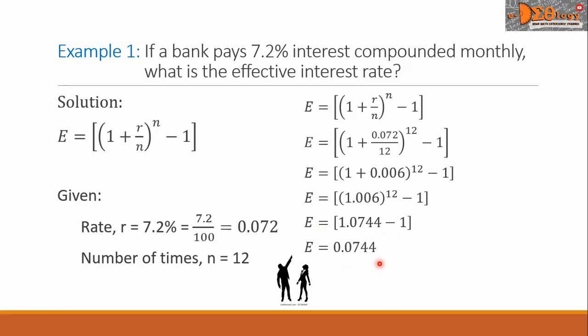0.0744. Let us convert this decimal into percent. We will multiply this by 100%. So we will get this value 7.44%. This is our final answer.